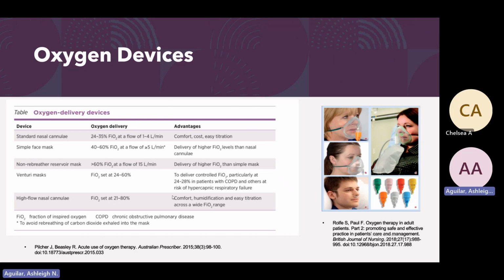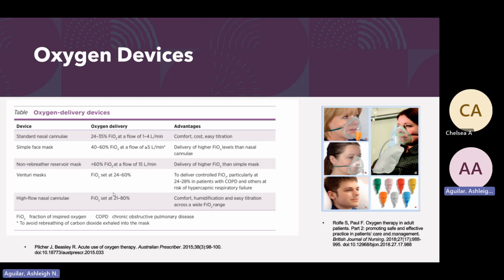For your oxygen devices, on the right over here, there's a picture of different devices. Then I have the device like a cannula. The FiO2 ranges from 24 to 35% at a flow of 1 to 4 liters. It's very comfortable, easy to titrate, and not expensive. Simple mask: the FiO2 ranges from 40 to 60% at a flow greater than 5 liters per minute, and it delivers higher FiO2 levels than a regular cannula.